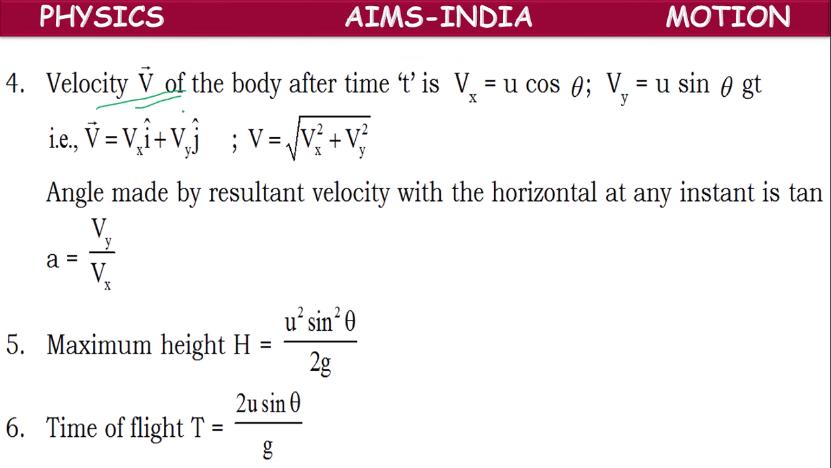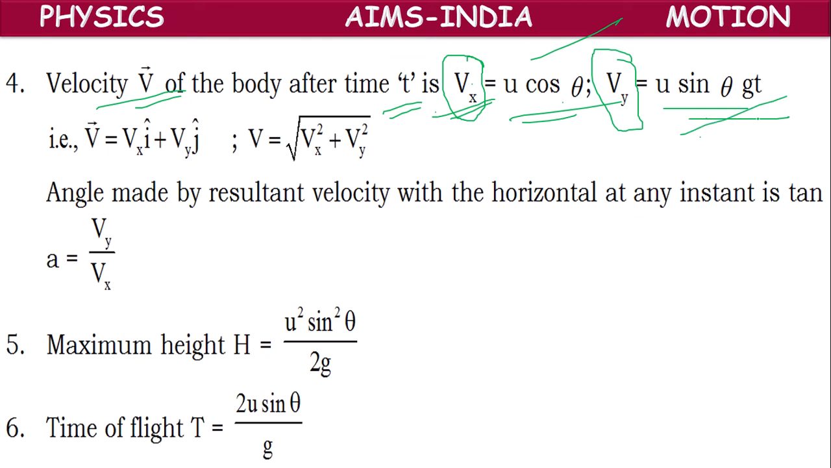The velocity v bar of a body after time t is: vx, the velocity in the x direction, is always constant, u cos theta, and the velocity in the y direction is u sin theta minus g t. The overall velocity v bar is a combination of vx i cap plus vy j cap, where i cap is the horizontal direction and j cap is the vertical direction. The magnitude of v is given by root of vx square plus vy square.